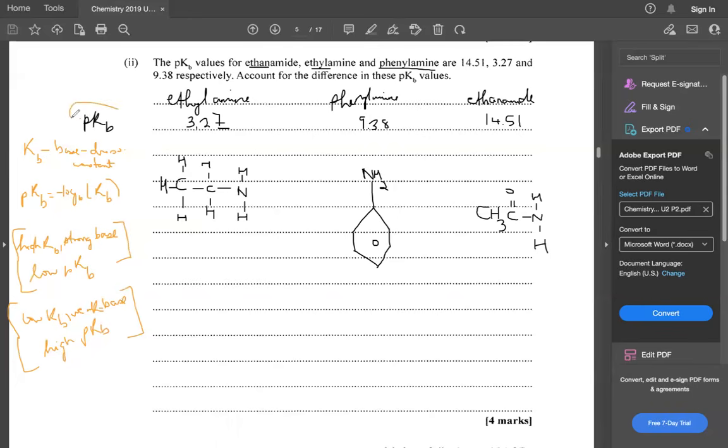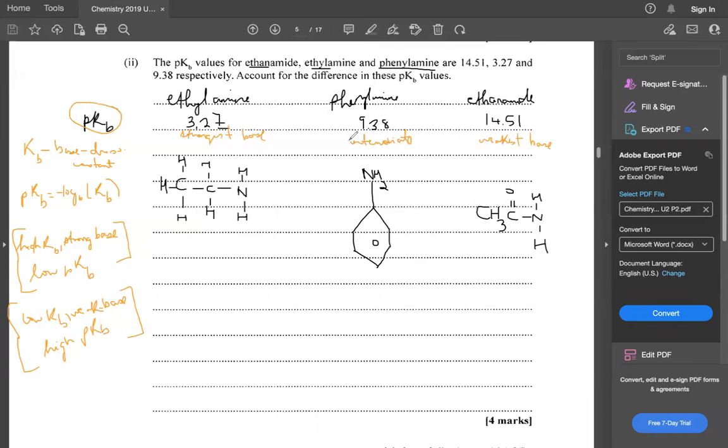So when we look up here where we did this ranking, we see that ethanamide had the highest pKb and ethylamine had the lowest pKb. So that means that this would be the strongest base, and this would be the weakest one. So this is our strongest, and this is just intermediate. Phenylamine is intermediate, it's just in the middle. It's just smacked in between both of those.